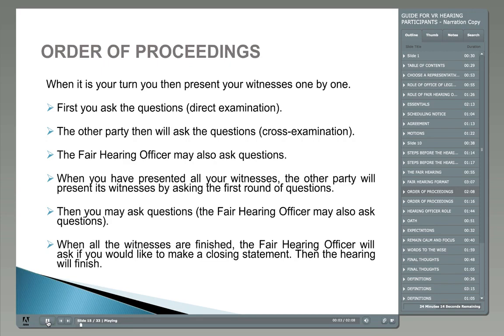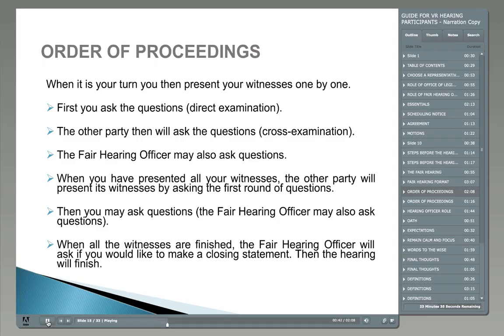The order of the proceedings. Important to remember here that when it's your turn to present your witnesses one by one, that's the testimony phase of your case. And first, you ask the questions of your own witnesses, and that's called direct examination. And they're providing facts via direct testimony. The other party has the opportunity to object legally. In order to object, though, there has to be a sound legal basis for the objection. It can't be, well, I disagree with what that person just said. Rather, there has to be a legal basis for the objection.